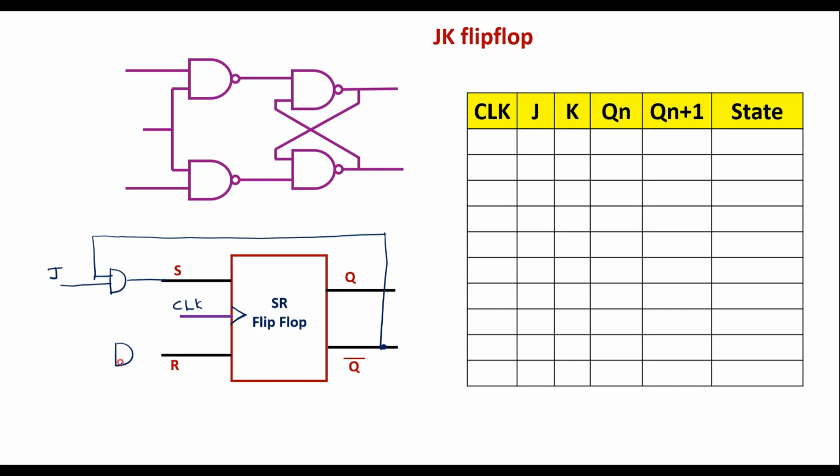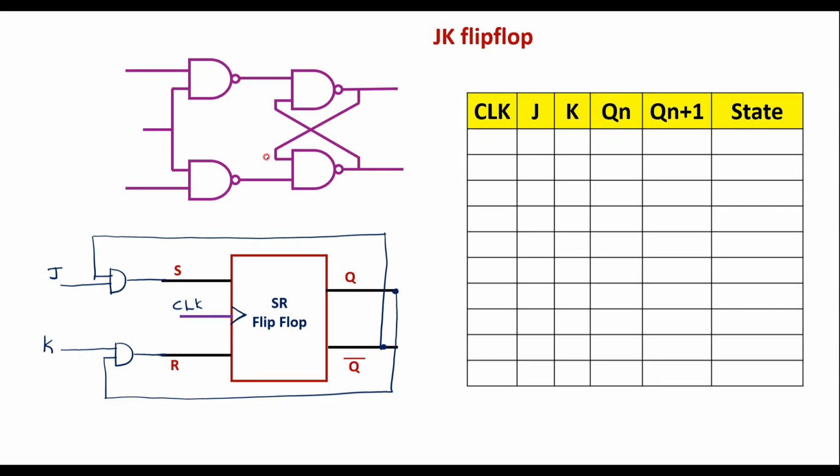Similarly, for this AND gate, one of the inputs is from Q, that is, the Q output of the SR flip-flop is connected to one of the inputs of the AND gate like this. The other input for the AND gate is the K input. The output of this is connected to the R input of the SR flip-flop. So this is the complete block diagram of the JK flip-flop.